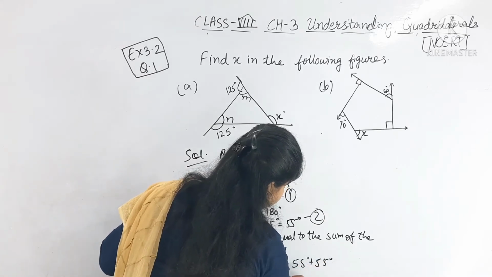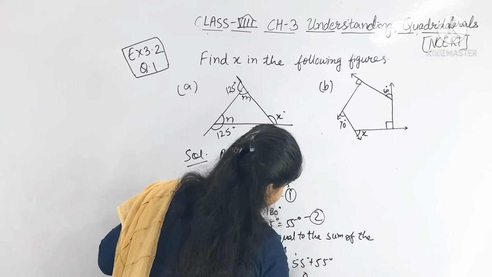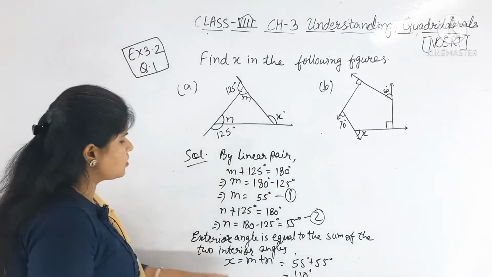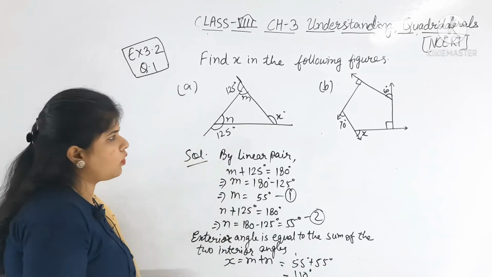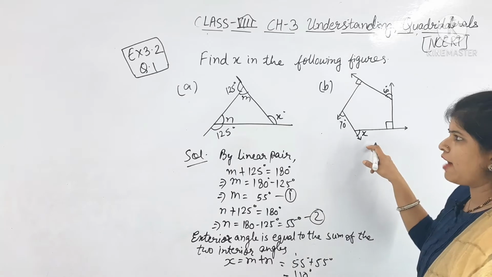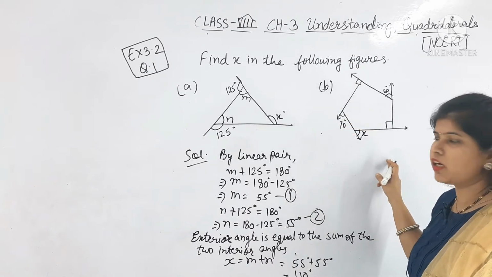How much? 5 plus 5 is 10, 11, 110 degree. So this is the answer for part A. Okay. Here you can see, here also we have to find x in this figure.